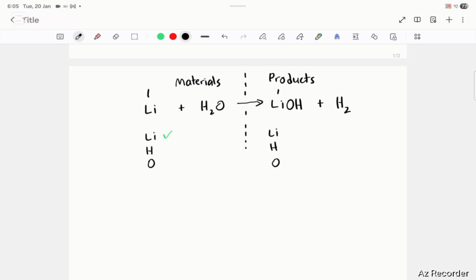So for hydrogen, on the left side we have 2 here, 2 hydrogen, and on the right side we have 1 here and 2 here, so that's a total of 3 hydrogens. So just write that down. We have 2 on the left side and 3 on the right side. Okay, so hydrogen is not balanced. Let's balance hydrogen first before moving on to oxygen. So let's see here.